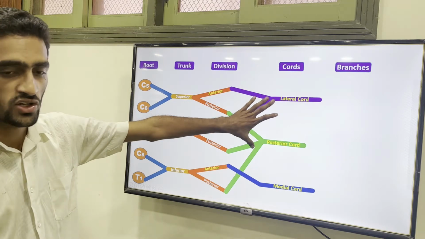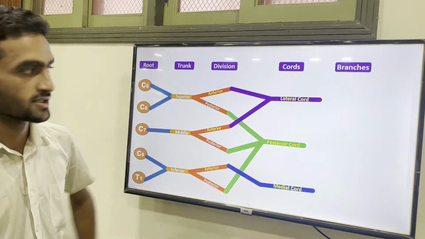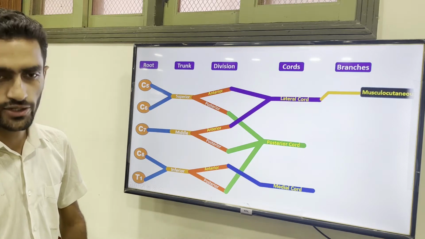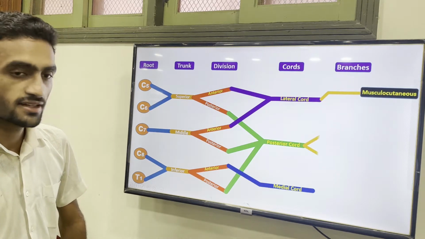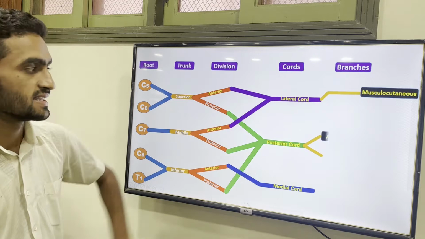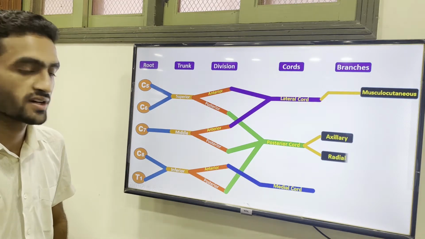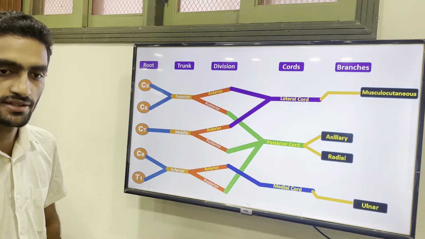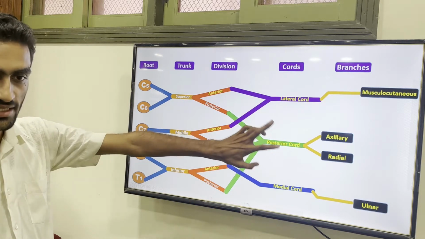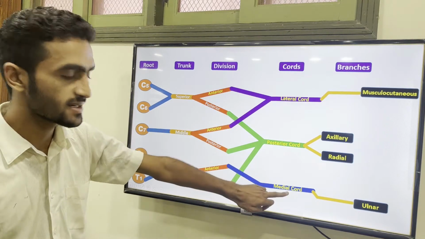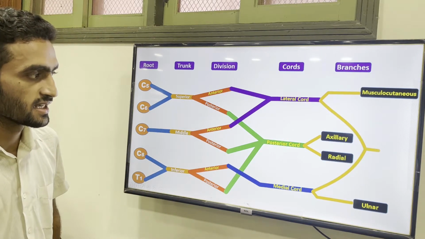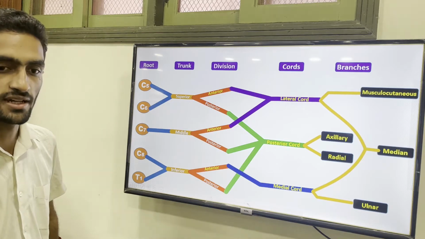Now there are 5 major branches. So let's see. The lateral gives the musculocutaneous. The posterior gives the axillary and the radial, while your medial gives your ulnar. We have discussed 4. The 5th one is formed by the lateral and medial both. Let's see. So medial coming here, lateral coming here. They form another, that is your median nerve.